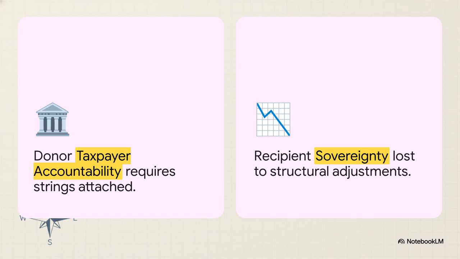These conditions often force devastating structural adjustments on the receiving nations. Take the International Monetary Fund, for example. Their funding routinely requires developing countries to adopt really specific economic reforms, like privatization. Historically, this has led to harsh, direct cuts in local healthcare and education. The recipient basically loses their sovereign right to make their own economic choices.